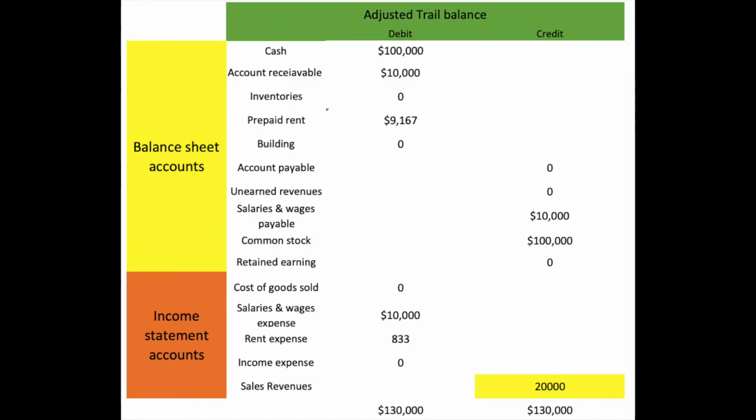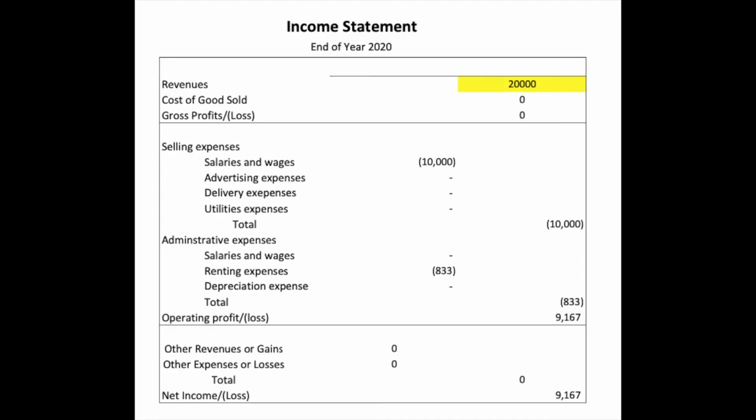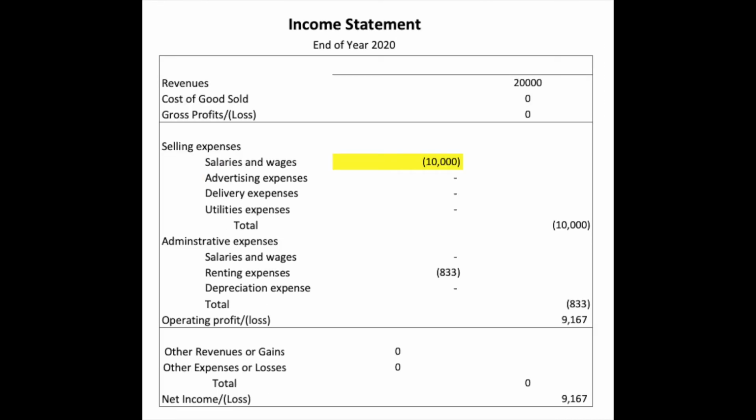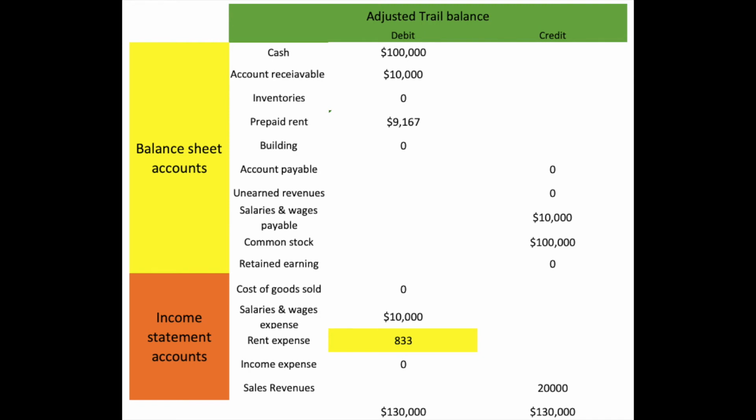The first account we have in this example is sales revenues. Sales revenues are presented at the top of income statement. Secondly, salaries and wages expense is considered an operating expense. Furthermore, rent expense is included in operating expense section.